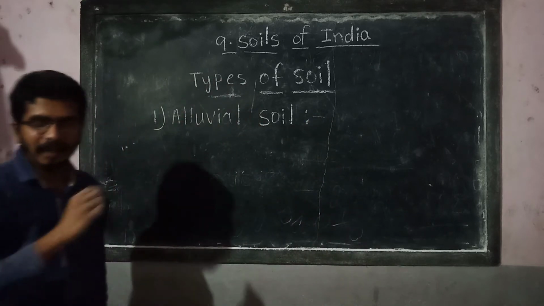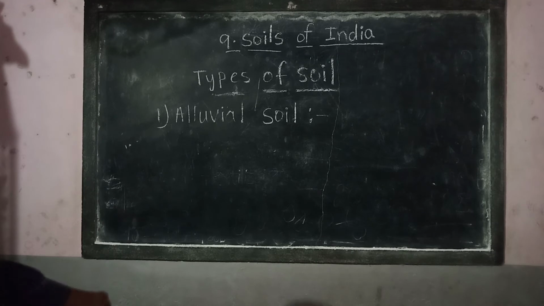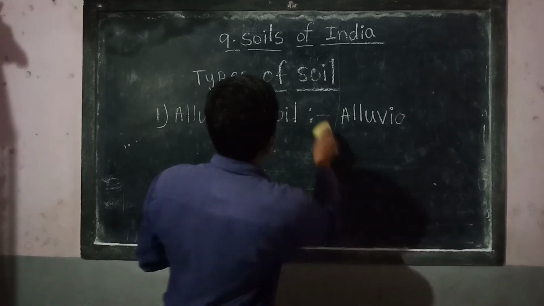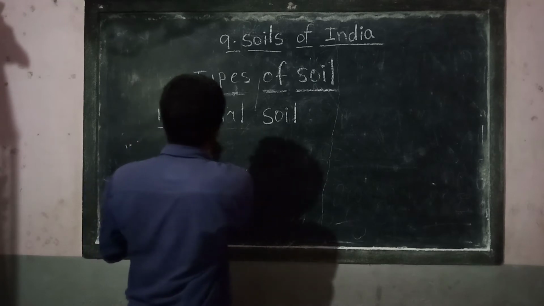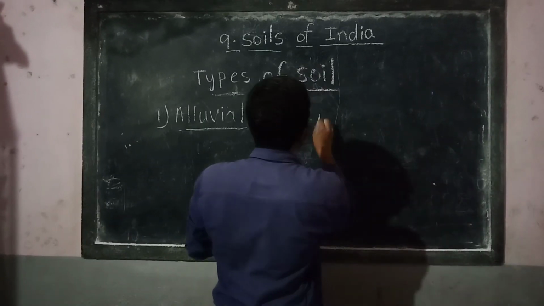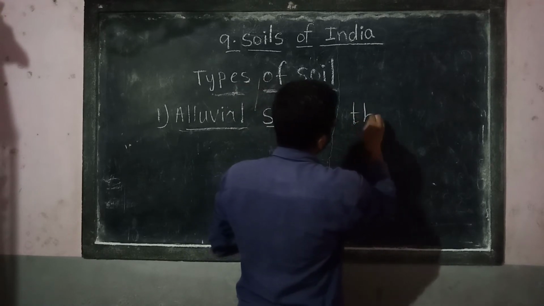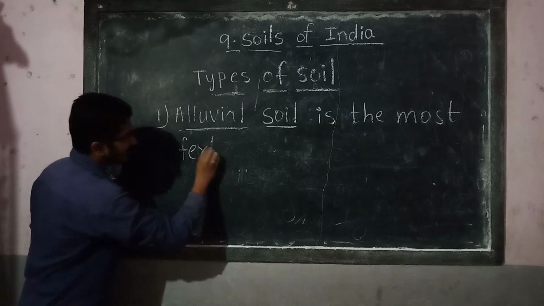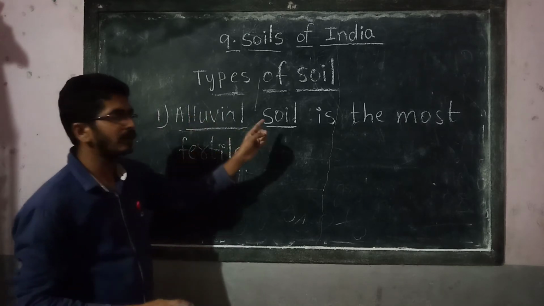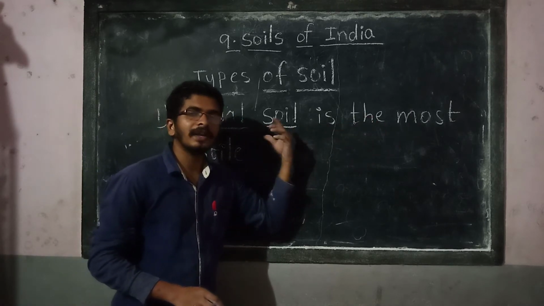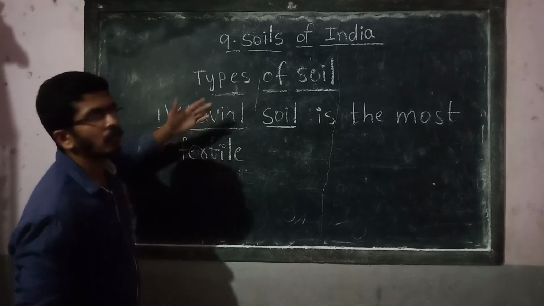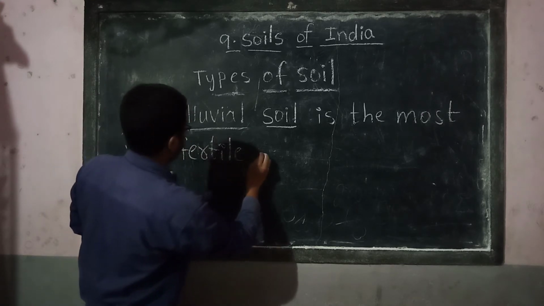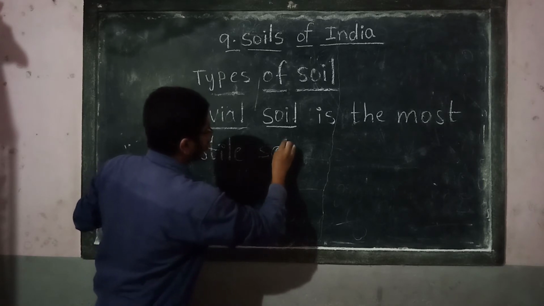Alluvial soil is the most fertile type of soil. Fertile means, as I said, to grow the crops. So this alluvial soil is most fertile. That means in this soil mostly the crops will grow. Clear? Most of the crops will grow in this soil. It is the most fertile soil.